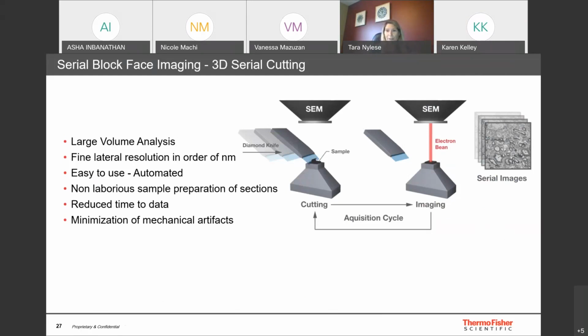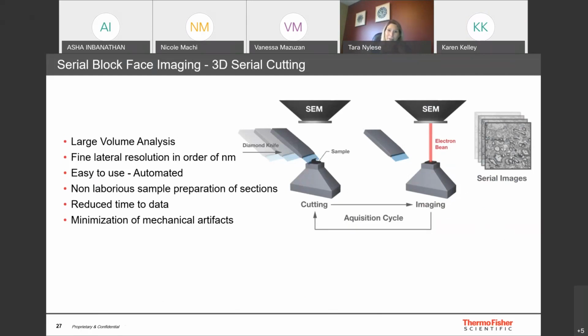And then we cut off that surface, and we image below it. And so we end up with a stack of cards, so to speak, a stack of 2D images from which we render the 3D information. So the main point here is that we're imaging the block face.